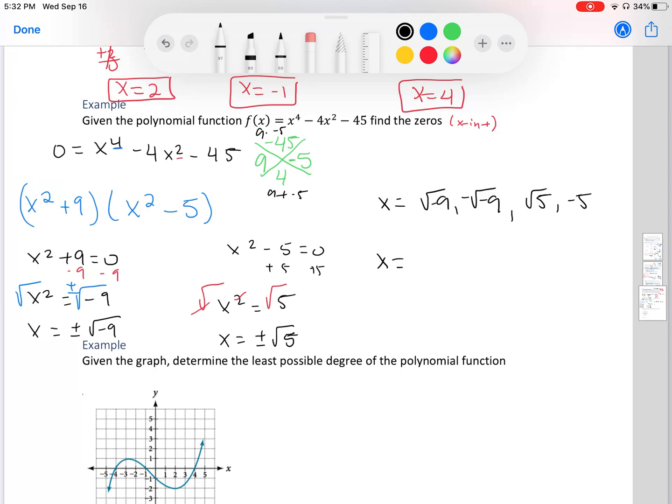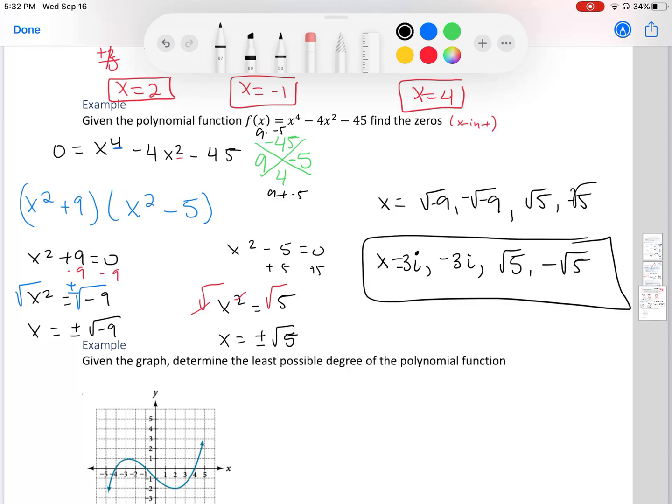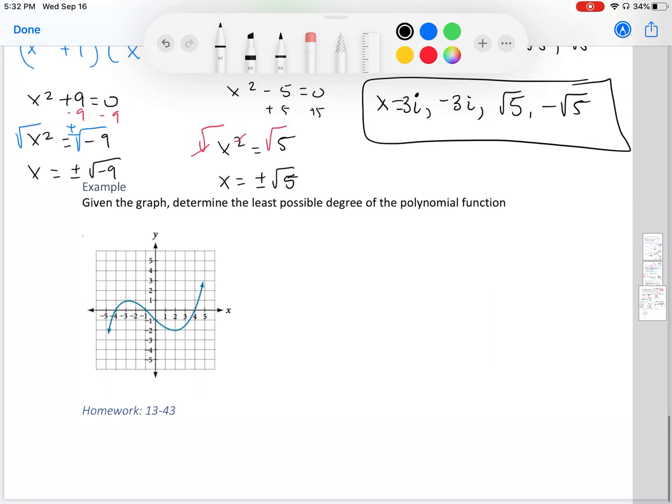I can simplify the square root of negative 9 a bit further, right? Recall those i's. So I have i, and the square root of 9 is 3. So I have 3i, negative 3i, and square root of 5, and negative square root of 5. And these are our answers.